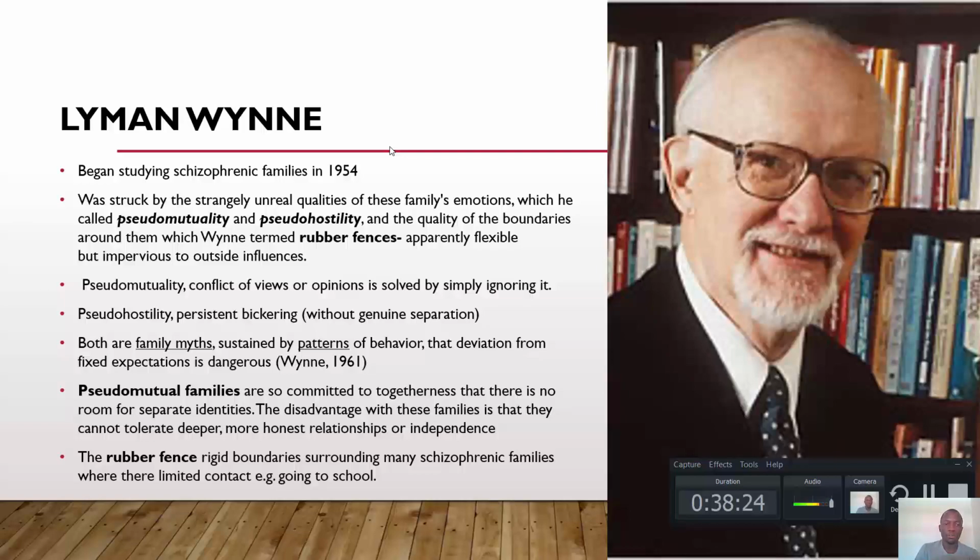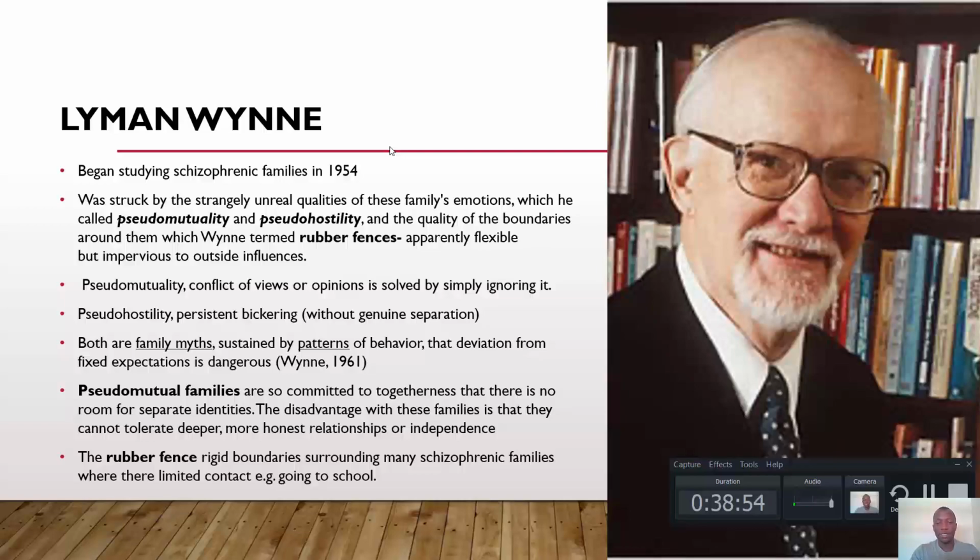And so basically, pseudo-mutuality, we'll get into much deeper detail about these concepts, is where there's conflicts of views or opinions, and it's solved by simply ignoring the problem. So there's a conflict in a family. Wayne believed that conflicts always existed in the family, but because families, remember we talked about homeostasis, like to maintain the status quo. Today we would say they don't like to rock the boat, and so there are families that believe that the best way to solve conflict of views is to just ignore them.